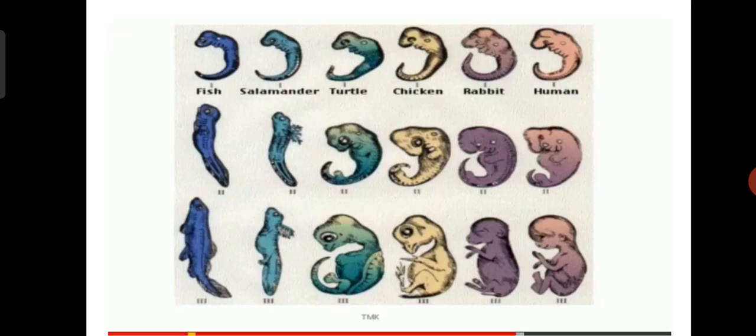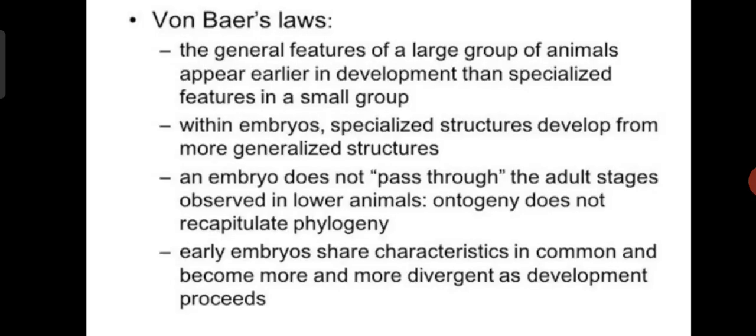Here in the diagram, there is a fish, a salamander, a turtle, a chicken, a rabbit and a human. These figures show the recapitulation theory or biogenetic law theory.